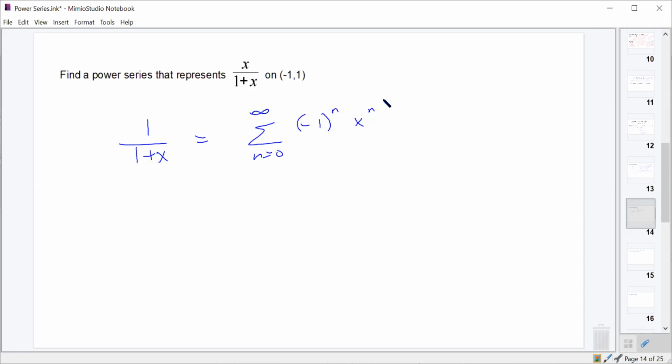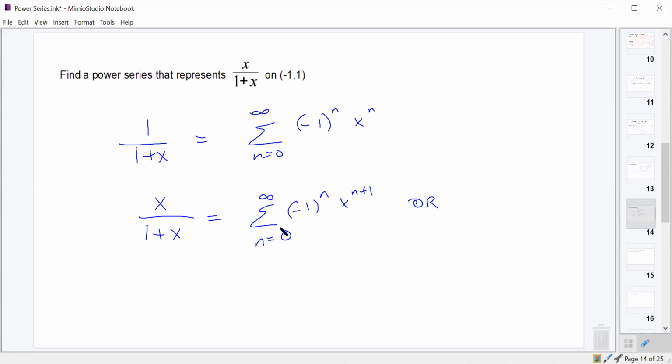Well, what do I need in there? I just need an x to be added into that, right? So could I do the sum from n equals 0 to infinity of negative 1 to the n, x to the n plus 1? Would that do it? That's just this series multiplied by x.